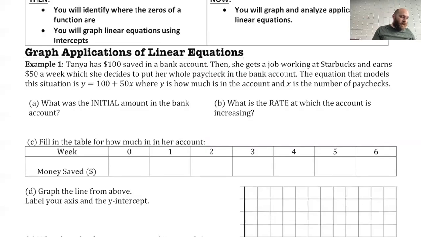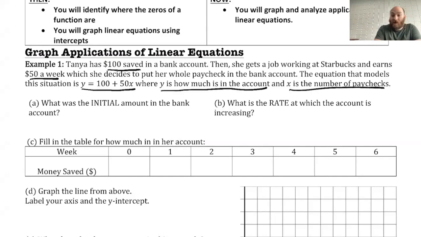Okay, now we're back. So we're going to look at example 1 here. Tanya has $100 saved in a bank account. Then she gets a job working at Starbucks and earns $50 a week. So we'll highlight some of the stuff. $100 saved, $50 a week, which she decides to put her whole paycheck in the bank account. The equation that models the situation is y equals 100 plus 50x, where y is how much is in the account, x is the number of paychecks.